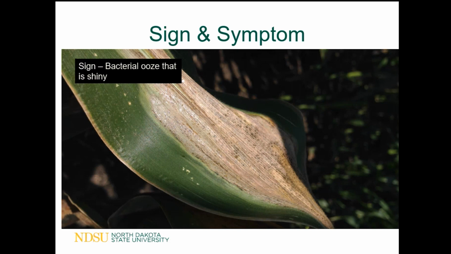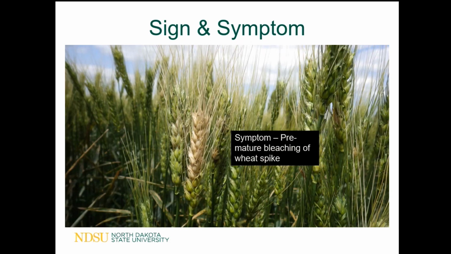So this is a sign. There's some bacterial ooze there, which you can't really see too much. It's kind of glossy, but that's the sign on this one. So here's one that is a symptom, that bleaching wheat spike. That is the way the plant is saying, okay, this is my reaction to what's going on. But then if you find a pest or something of that sort, that's going to be your sign.